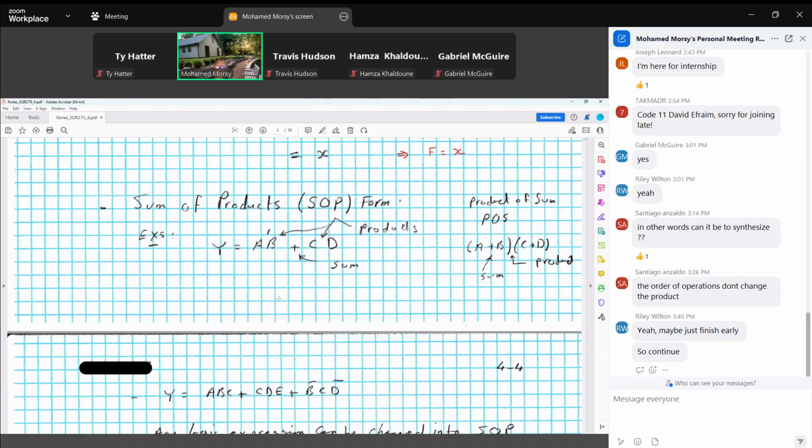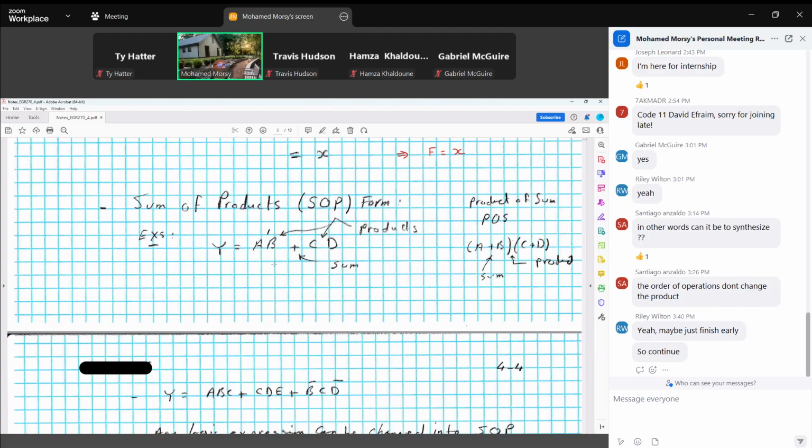There is another form, called the product of sums. Like here, we have A plus B, and we have C plus D. This is one term, C plus D another term, and then they multiply. So it's called product of sums. This is another format for the Y expression or Boolean expression, but as I mentioned, sum of products is more popular.